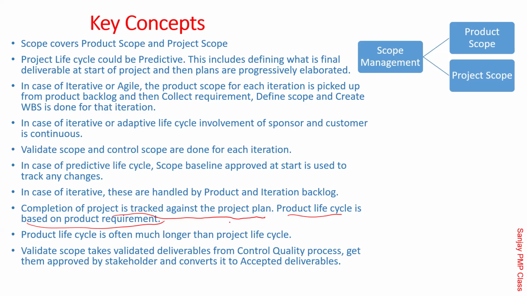Completion of the project is tracked against the project plan. Product life cycle is based on product requirement. Product requirements are delivered, but you need to have project related requirements as well. You need to complete that.